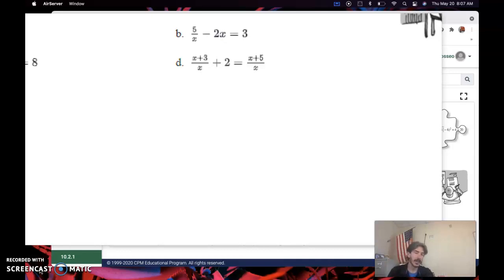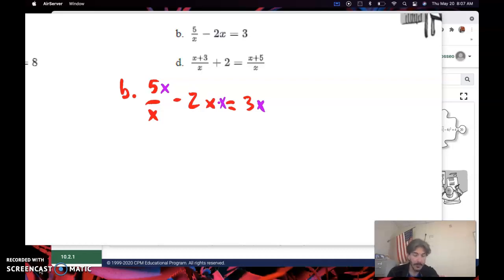Okay, it's really, really manageable. We're going to follow the exact same process. I'll rewrite b down here. I've got 5 divided by x minus 2x, and that's equal to 3. I recognize my x in the denominator, so to cancel that I want to multiply everything by x. So I want to multiply that 5 by x, this 2x by x, and this 3 by x. Remember, I'm doing it to everything on both sides.